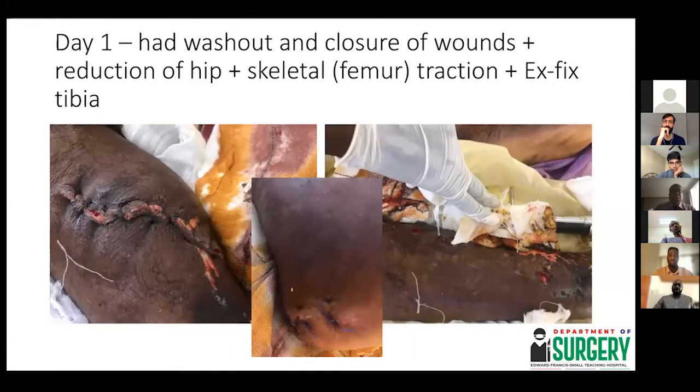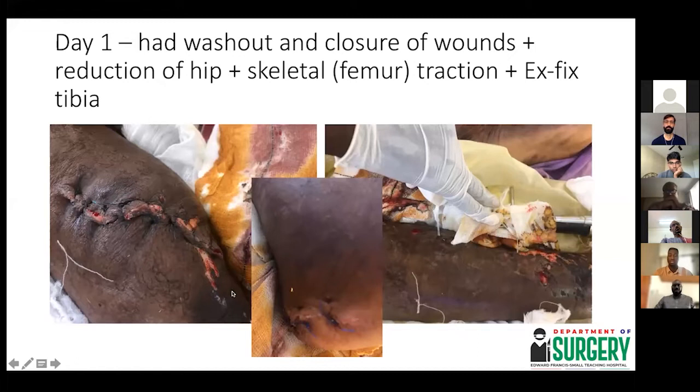So on the night of arrival, actually, there was an attempt to reduce the hip and it didn't go back. So the plan on the next day, so he came at night, and the next day, the surgeon whose care he was under took him to theater to wash out and close his wounds, an attempted reduction of his hip, and then put in a distal femoral pin for skeletal traction and placed an external fixator on his tibia. And these are what his wounds look like after a few days.